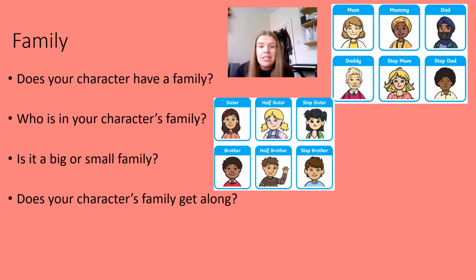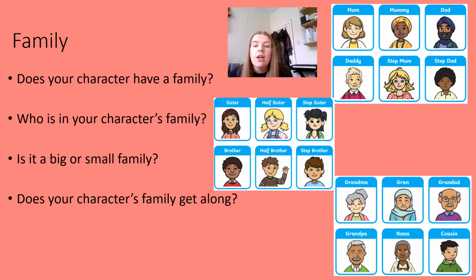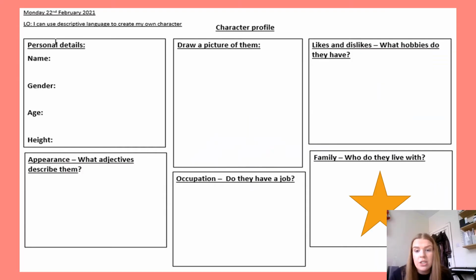Okay, so I've put some ideas of people that could be in your families. So we could have mum and dad, or we could have stepmom or stepdad. Okay, we've got half sisters or sisters and brothers. We've got grandparents. Okay, there are lots of different family members and you can think of your own as well. You don't have to use the ones I've given you. Okay, but write down the people then who are in the family and tell me, do they get along or not? Okay, so we're going to use this box then, where the star is. We're going to fill in this box with our family members and telling me about the family. Do they get along? Okay, off you go.